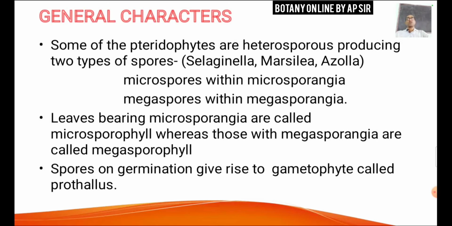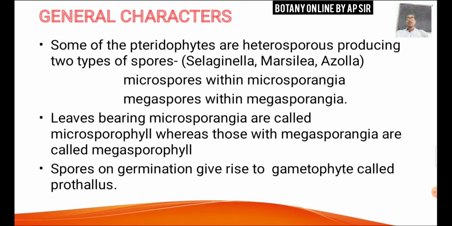Microspores are born within microsporangia and megaspores are born within megasporangia. These microspores are smaller in structure, and megaspores are larger in structure. Some of the heterosporous species of pteridophytes include Selaginella, Marsilea, Azolla, etc.